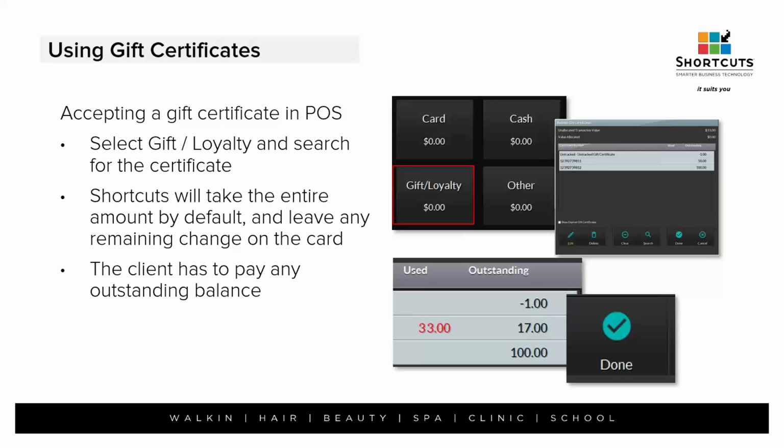Now, by default, Shortcuts will take the entire amount of the gift certificate, and any remaining balance will stay on the card. So if the card was not sufficient, the customer would still have to pay the difference. Otherwise, whatever balance was remaining stays on the card. And then you would press Done like normal.